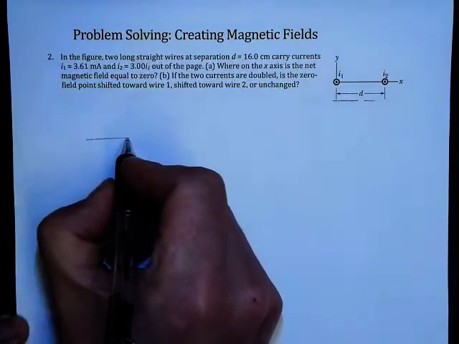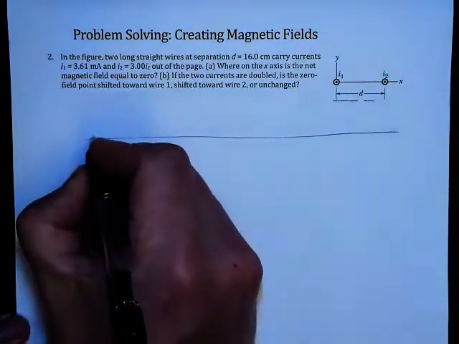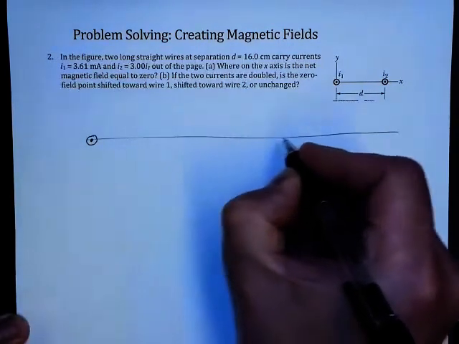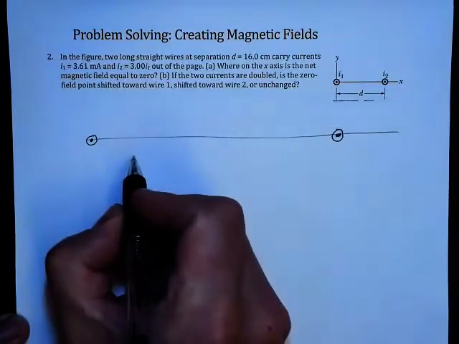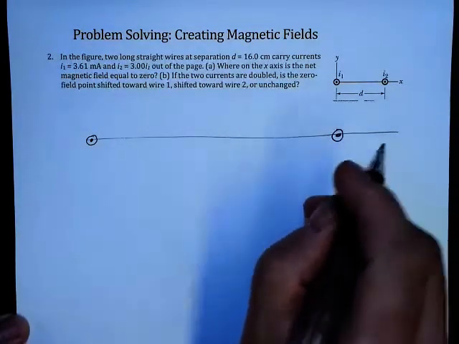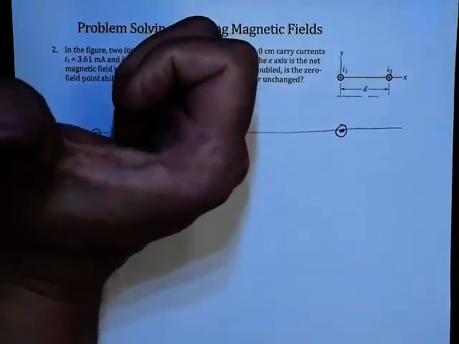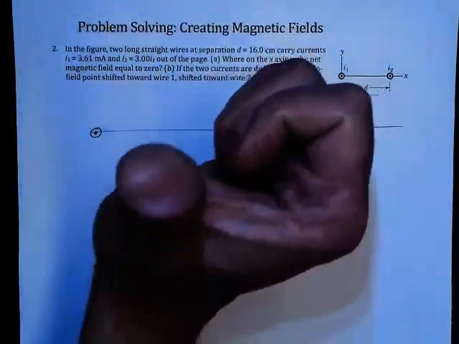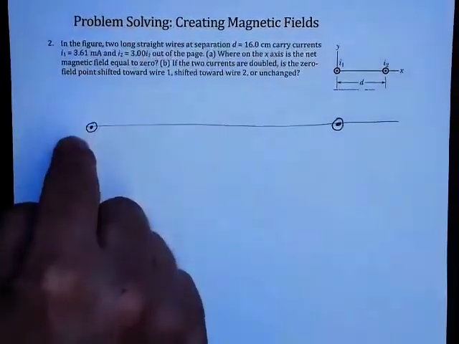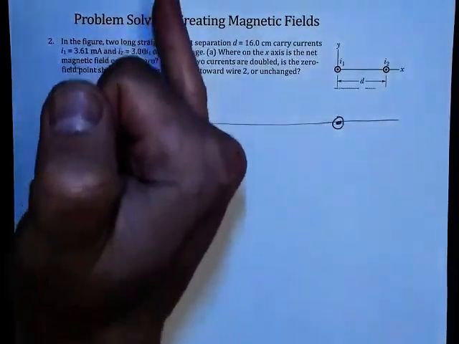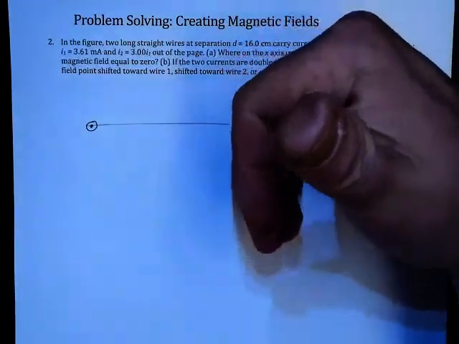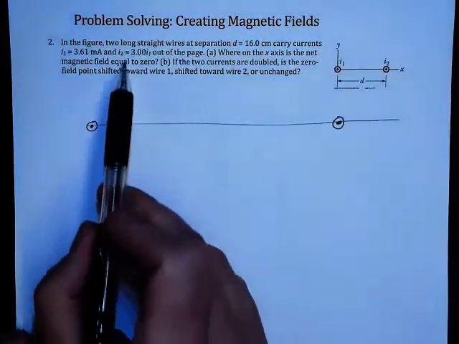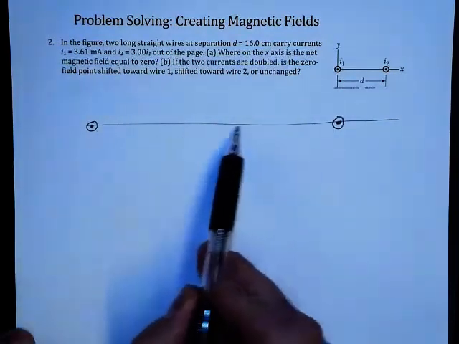So I'm going to just sketch this a little bit larger so I can fit my hand in the picture, or at least attempt to. So I got I1 and I2, and they're separated by some distance d. Well, if I put my thumb in the direction that current's coming out of the wire, my fingers curl around like this. To the right of wire 1, I get a magnetic field that's up. And if I do the same over at wire 2, to the left of wire 2, I get a magnetic field that is down.